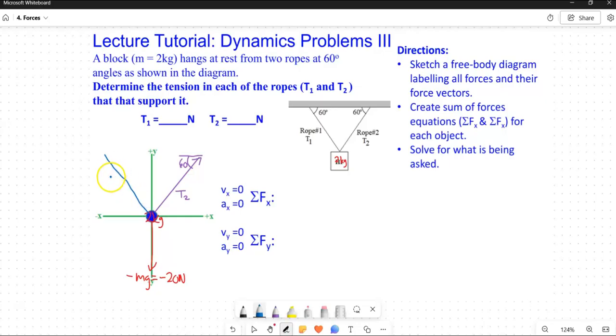Let me try again to get this right. That is too long. Try one last time. Okay, that looks sufficient. Here we go. So that is T1, and that makes an angle of 60 degrees with the ceiling as well.